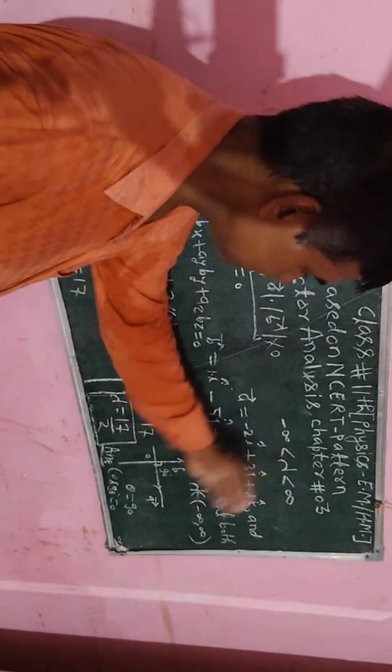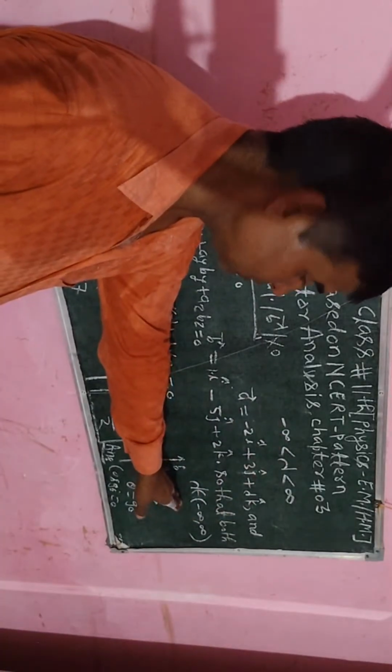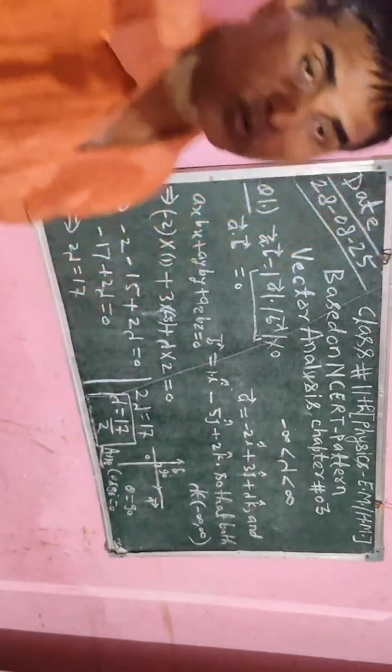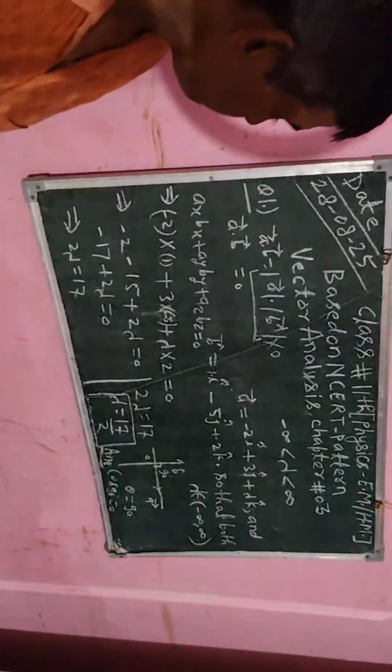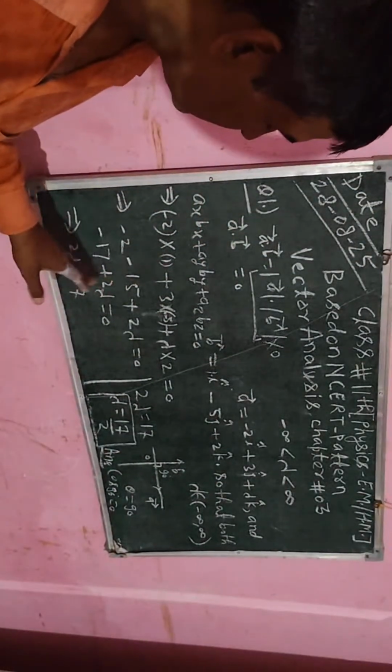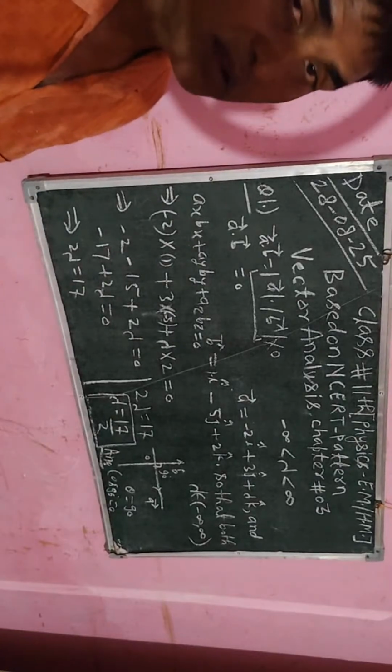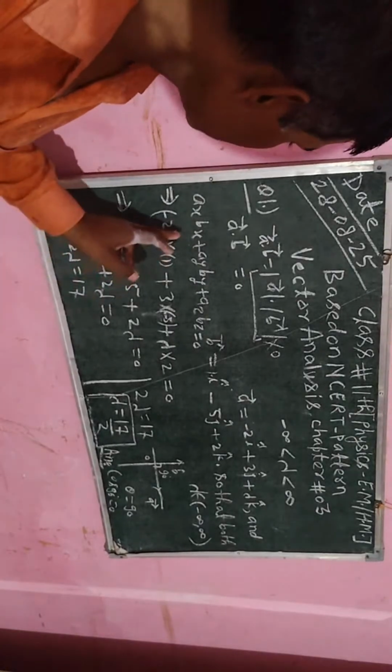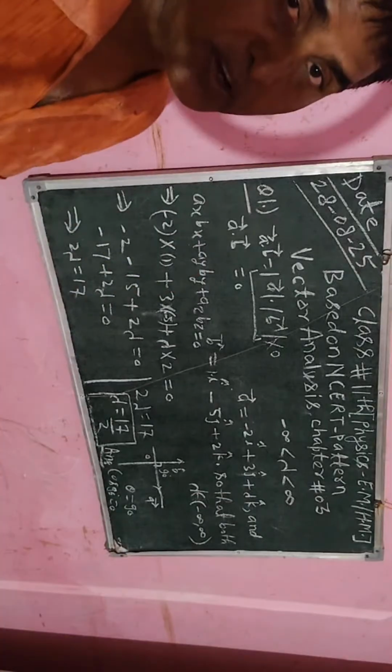Here this information I can write in this way. So both domains have the same value. Okay, so this is the required way to find the unknown parameter if both vectors A and B are perpendicular to each other.